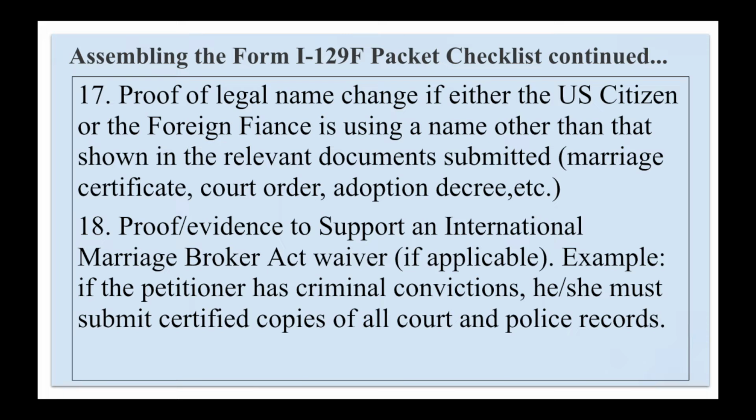18th is a proof or evidence to support an International Marriage Broker Act waiver, if applicable. For example, if the petitioner has criminal convictions, he or she must submit certified copies of all court and police records. This assembling of the packet is a suggestion only, based on our experience when we filed our petition for a fiancé visa. You can do it however you want as long as you always reference the instructions from the USCIS.